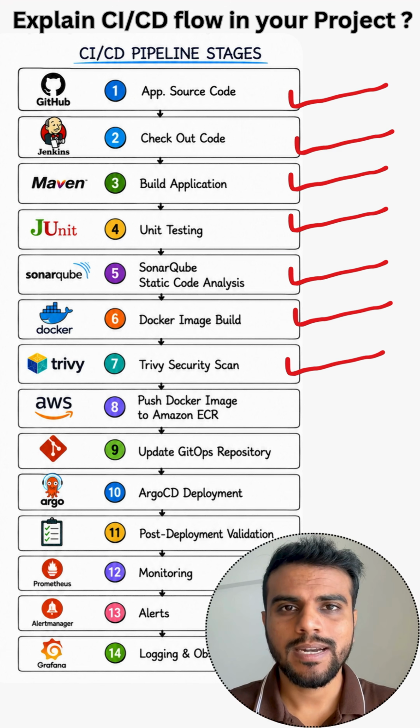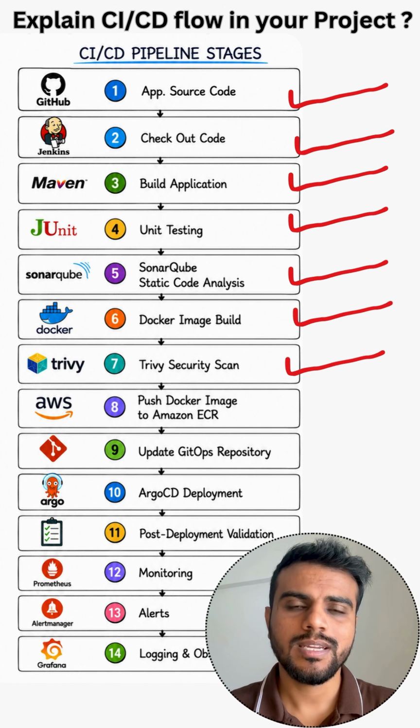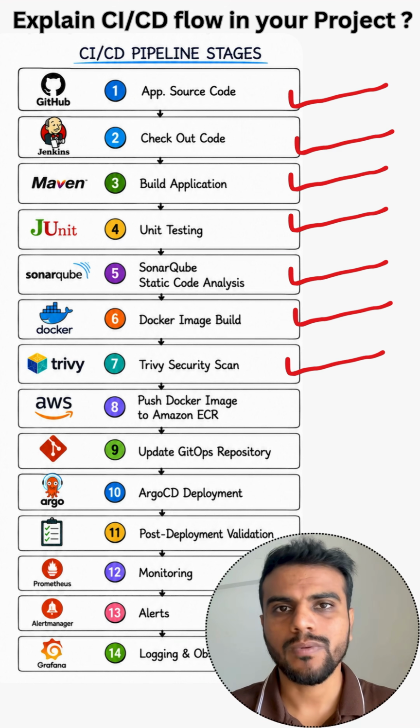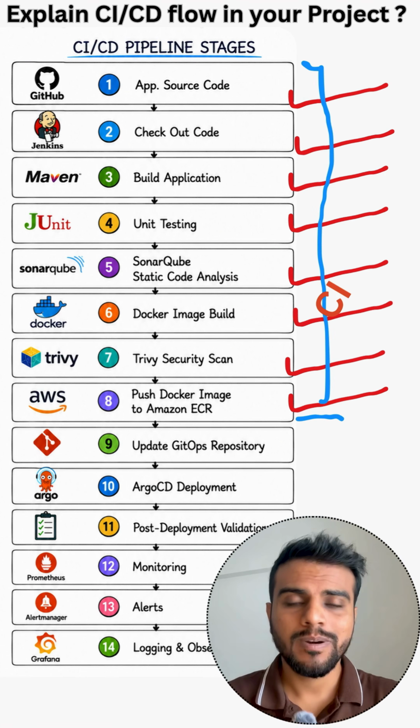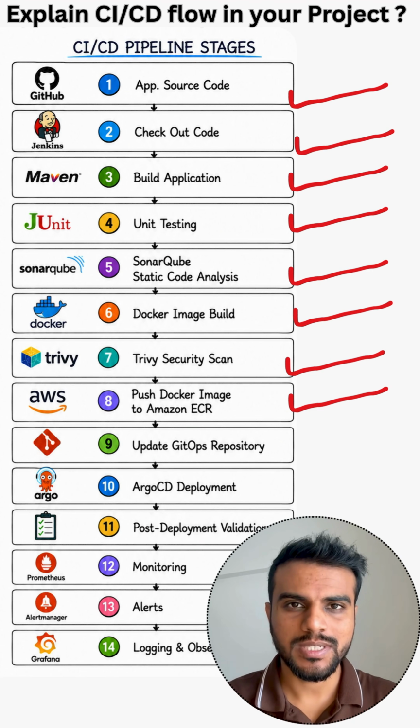Once the scanning is completed and if there are no critical vulnerabilities identified, you can easily push your Docker image to the ECR repository. So this completes our CI part. For CD purposes, we will be using Argo CD.